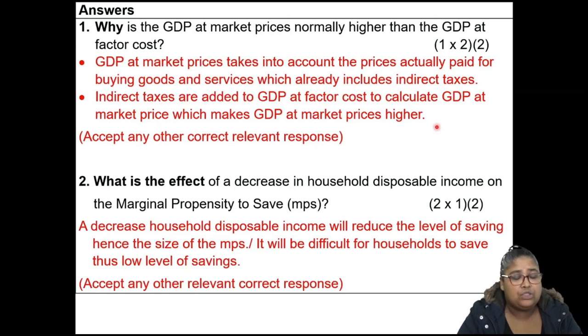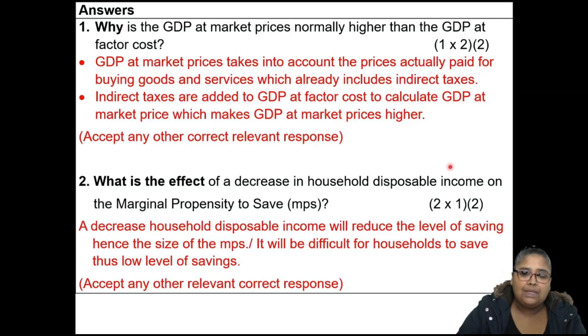The second question asks you, what is the effect of a decrease in household disposable income on the marginal propensity to save? Okay, so when a question asks you, what is the effect, if something happens, so there's a decrease in the amount of disposable income that households have, how is this going to impact the marginal propensity to save? So the effect is either going to be an increase or a decrease, or as we could also say, a positive effect or a negative effect, okay?